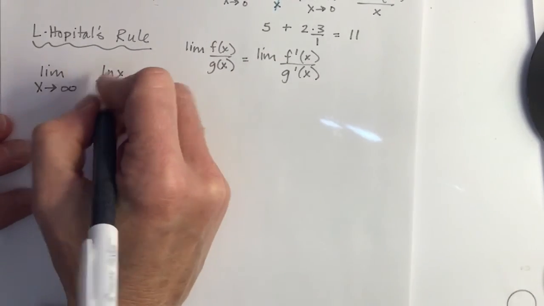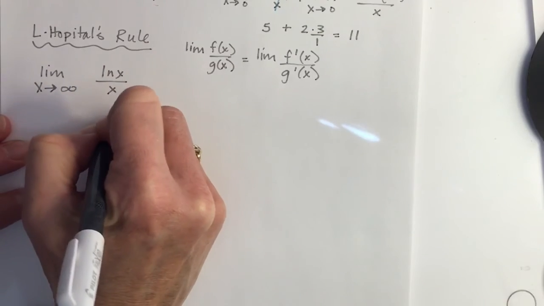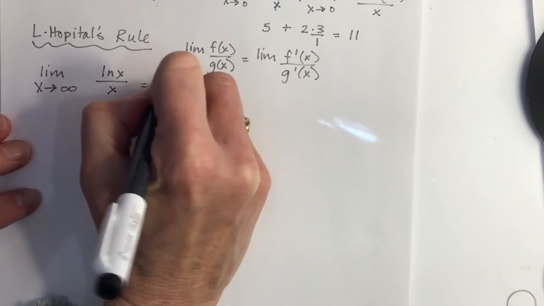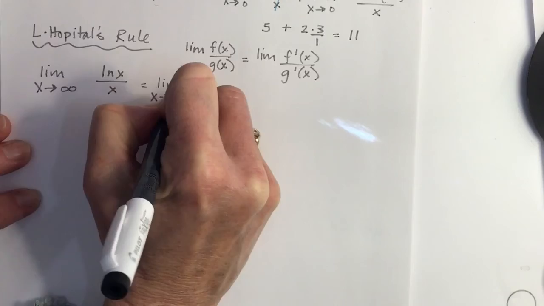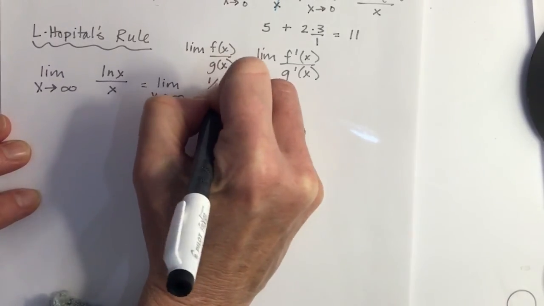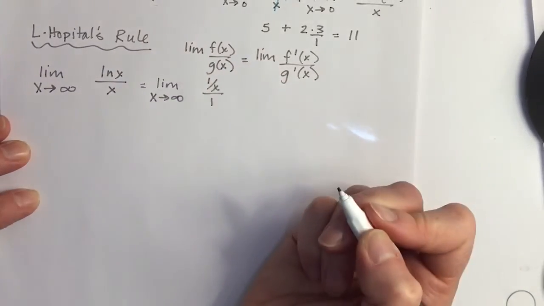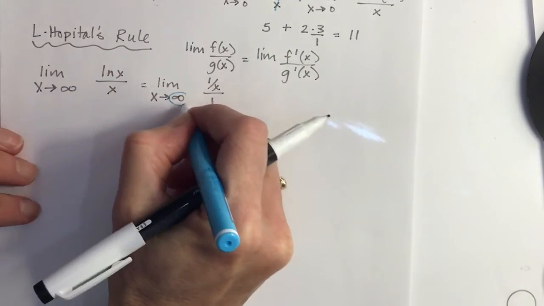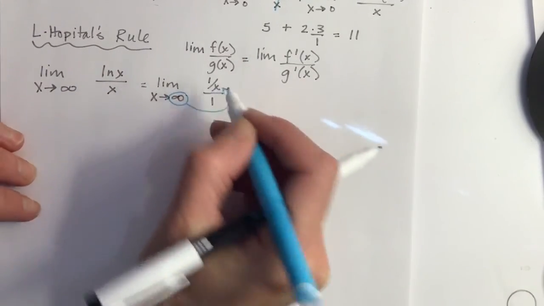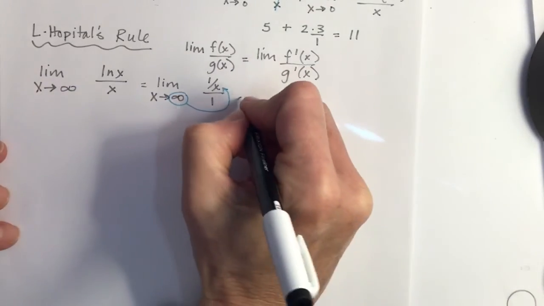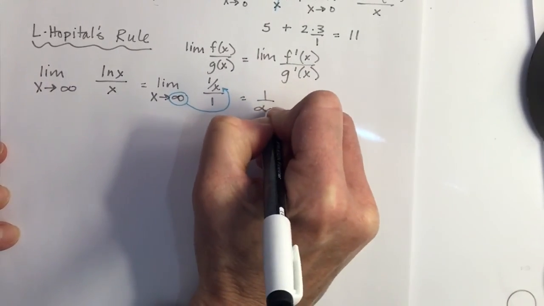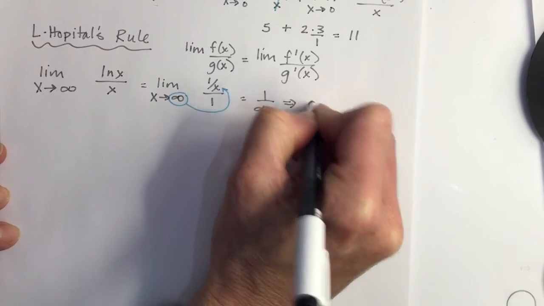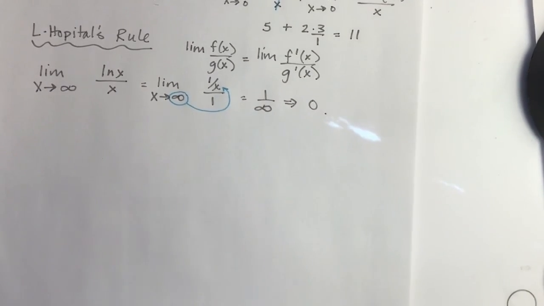But here we can say, okay, the derivative of ln of x is 1 over x, and the derivative of x is 1. So now if we plug in infinity, we get something like 1 over infinity, which goes to 0, and we get an answer. Okay?